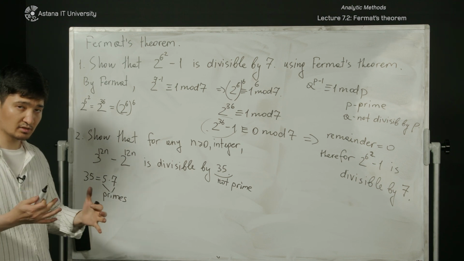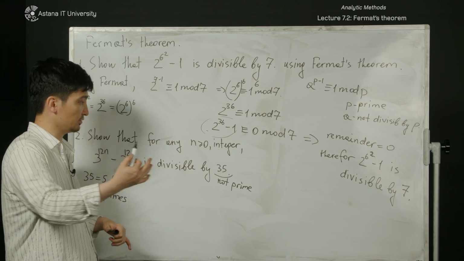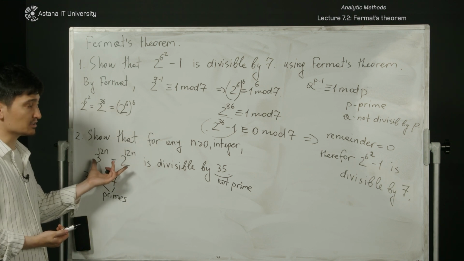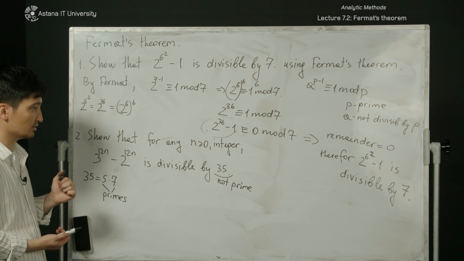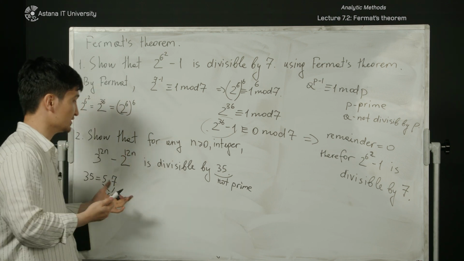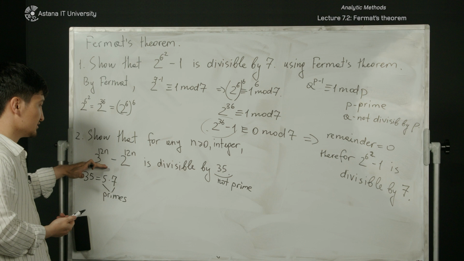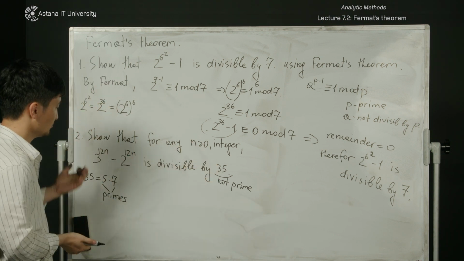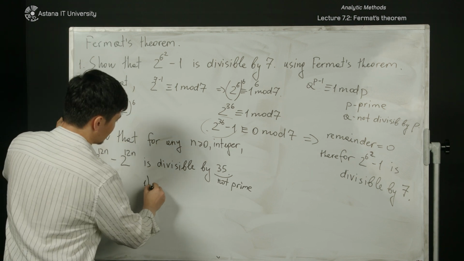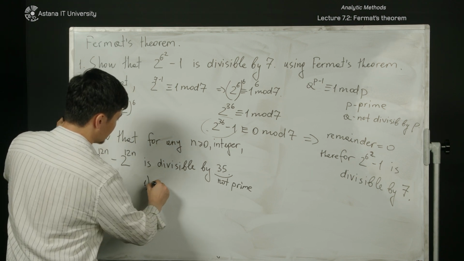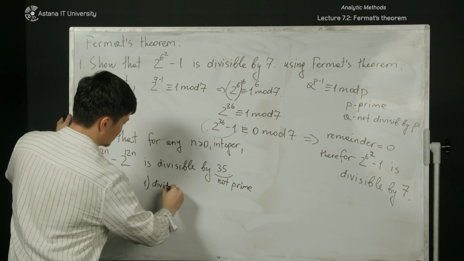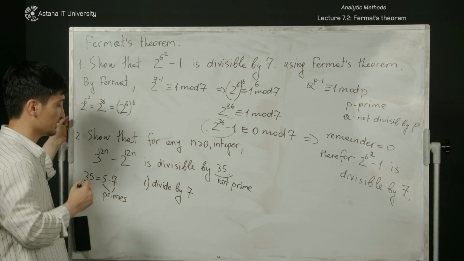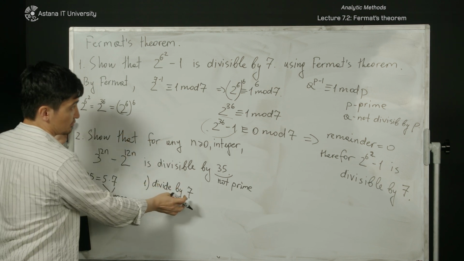Therefore, I can separately consider dividing by 5 and dividing by 7. And I can consider obviously this expression as a whole, but what I want to do is make it simpler. So consider each one separately, 3 separately and 2 separately. And then at the end, we're going to subtract them from each other. So first, consider dividing by 7. By Fermat's theorem, 7 is prime.